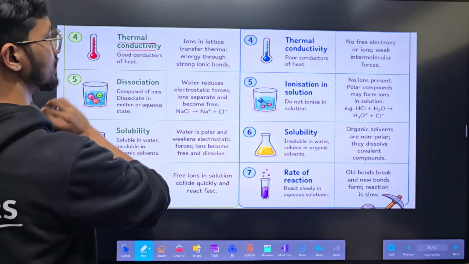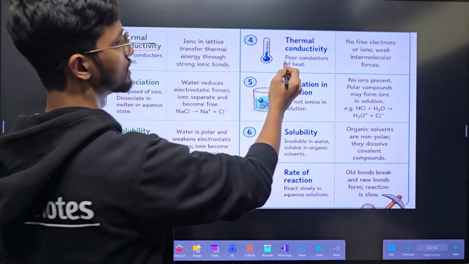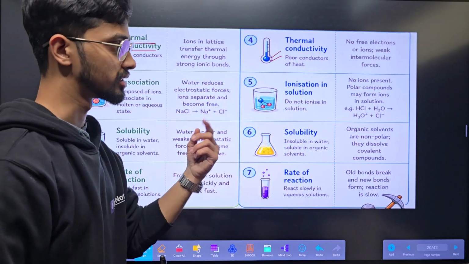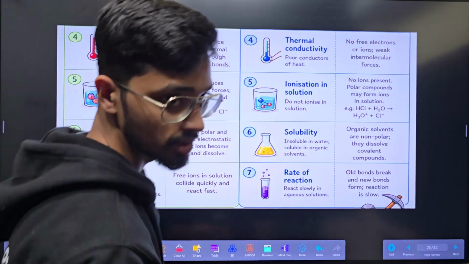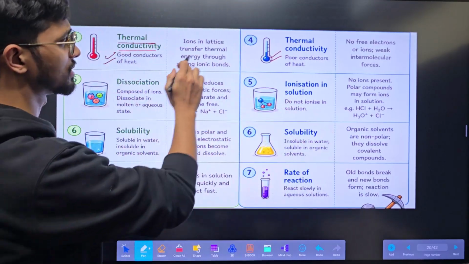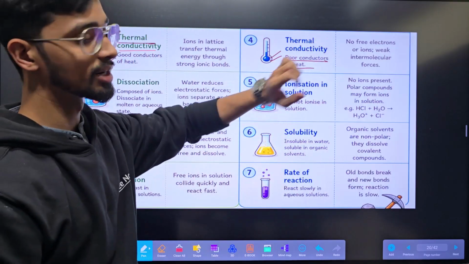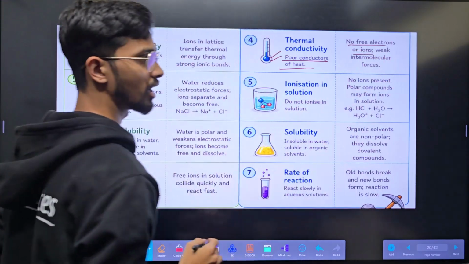Next, thermal conductivity. Ionic compounds are good conductors of heat and electricity, but covalent compounds are not good conductors of heat and electricity. Just a minute. Sorry. Listen. So what happens? Thermal conductivity. Covalent compounds are poor conductors of electricity or heat because there are no free electrons or ions.